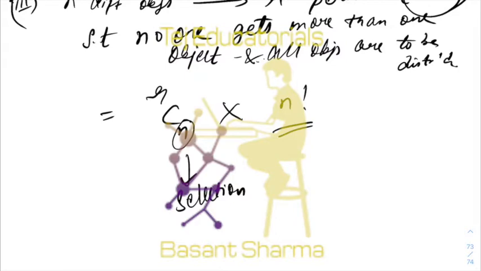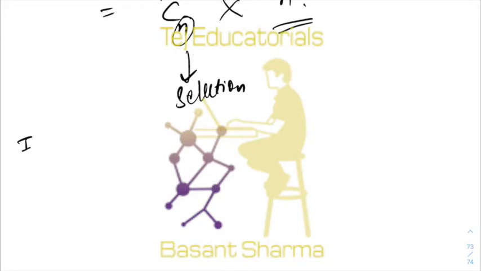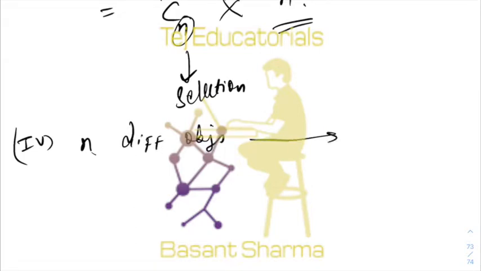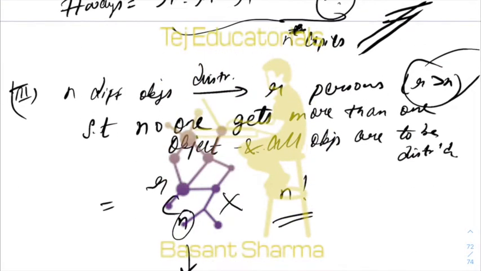Now the next point is, suppose you have n different objects and you want to distribute them among R persons. Note that only in case 3 we have put a restriction that R is greater than n. In case 2 there is no such restriction.